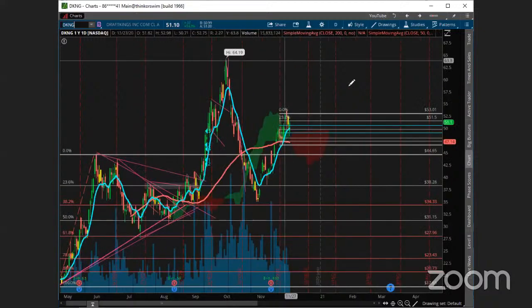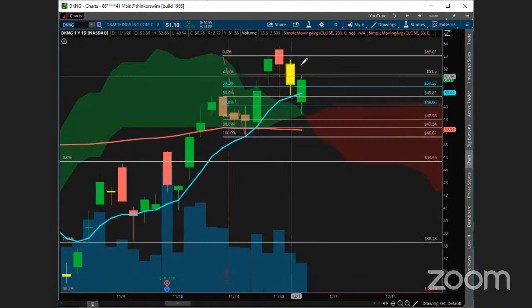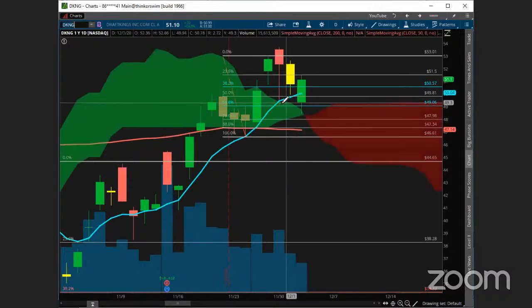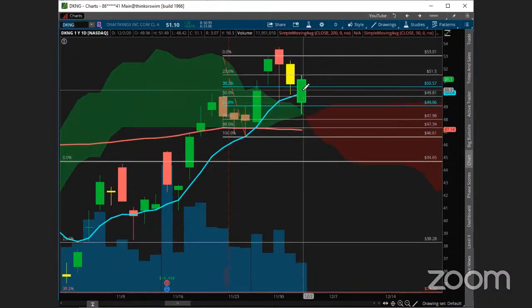DKNG, again, some great strength here today off of the lows. We've been tracking this one, right? So this was a nice bounce off of the 618 in the cloud, right? So it tried to do it here the other day. It pulled back inside day, and now it's starting to get strong again here. I would like to have seen some volume, but that's what we got going on in DKNG right now.